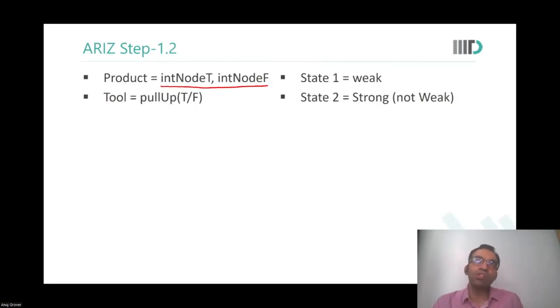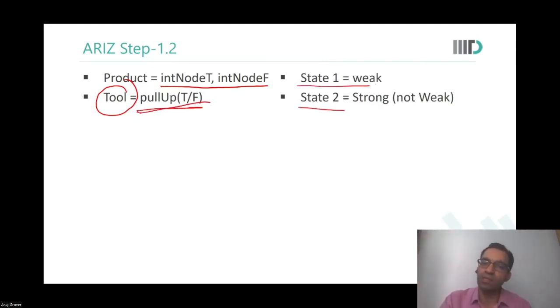Then in the terminology of ARIZ, there is a definition of what is called a tool. So what is the tool? The tool is that component which is acting directly on the product. What is that component? The one for which we wrote the engineering contradiction, that was the pull-up. So for us, the tool is the pull-up. And then we write down two states in which the pull-up could be. State one is it could be weak, and the other is it could be strong, or let us say not weak.